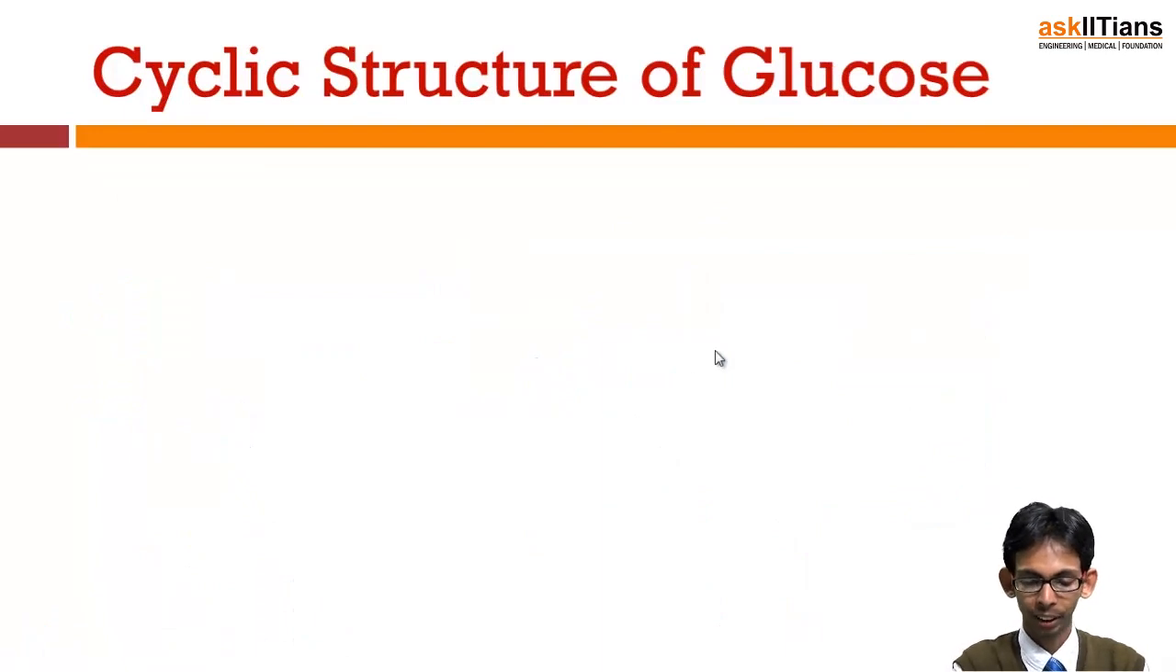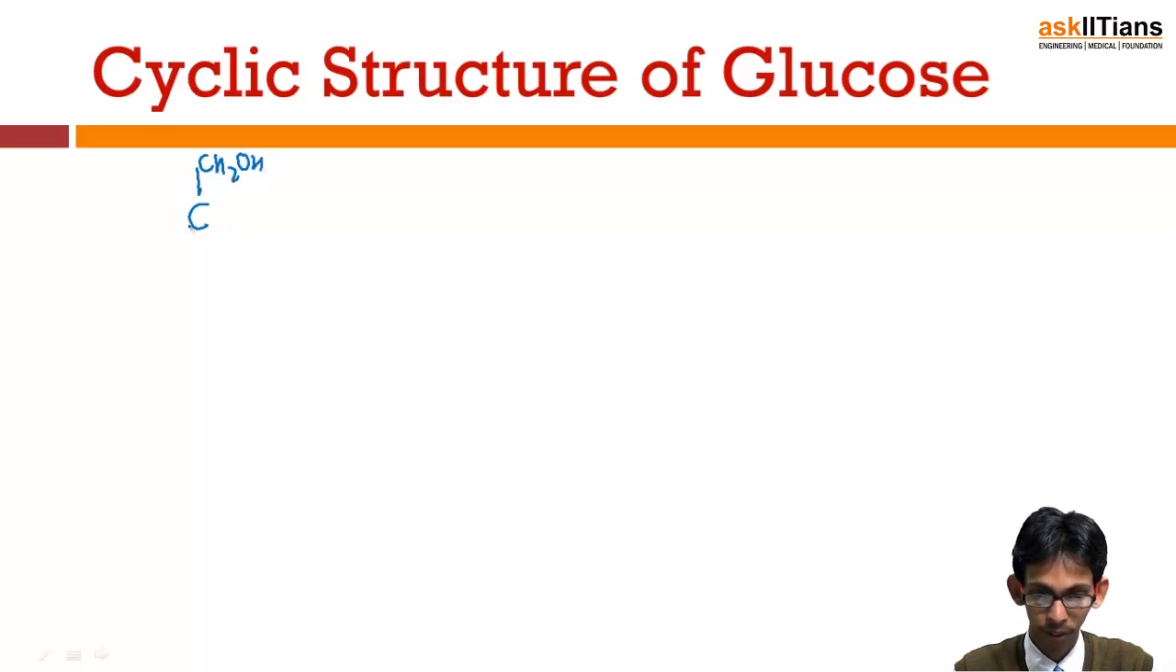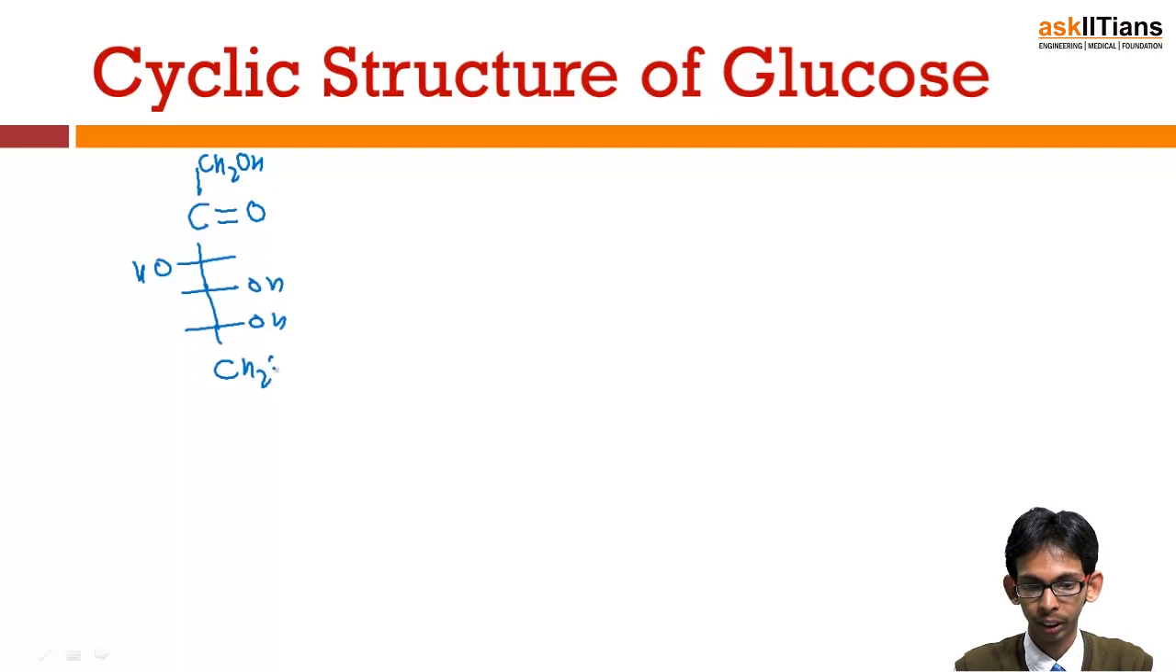Similarly, there is cyclic structure of fructose also. The structure of fructose is like this. Here comes a carbon, CH2OH group here. There is a carbonyl carbon, then an OH, one OH here, another OH, and then CH2OH.